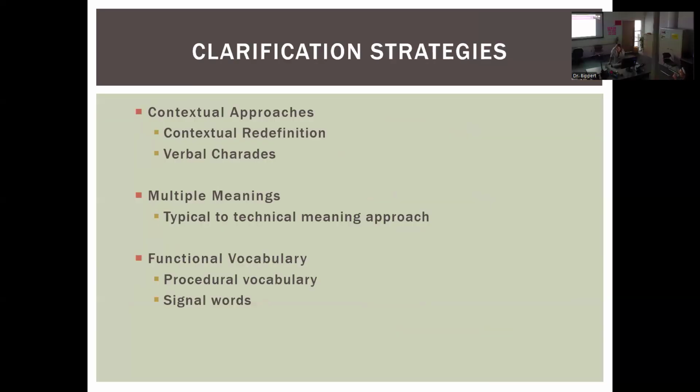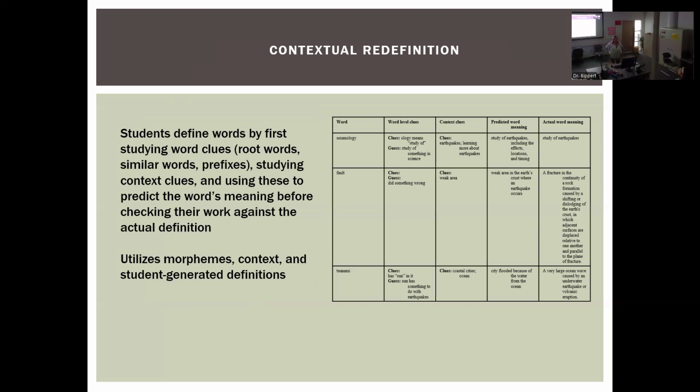We're on to clarification. And there's lots of different ways to clarify meanings of multiple meaning words. Contextual approaches, multiple meanings, or functional vocabulary. Some of these they're good to know, but I don't really expect anybody to jot down that they're excited about it. But there's ways that some of these can be used with kids who need these sorts of strategies. So, contextual approaches. All right, so this is called contextual redefinition.